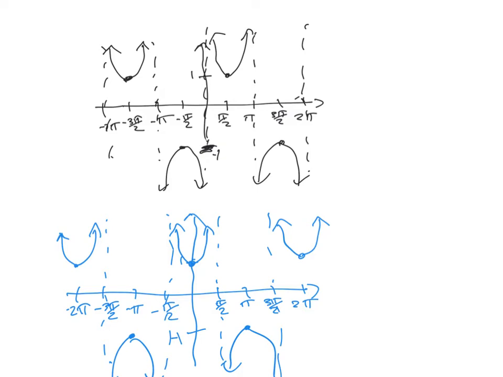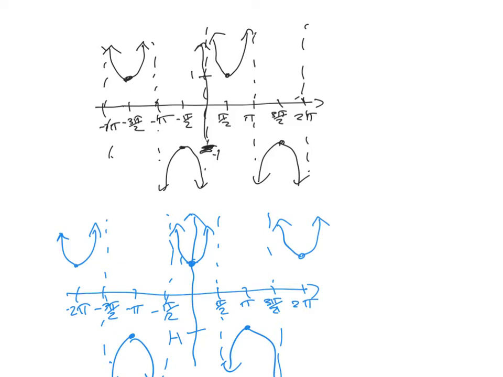Okay, this is the second video on inverse trig. In the first video, we talked about inverse sine, cosine, and tangent, and now we're going to start off by talking about inverse cosecant, inverse secant, and inverse cotangent.